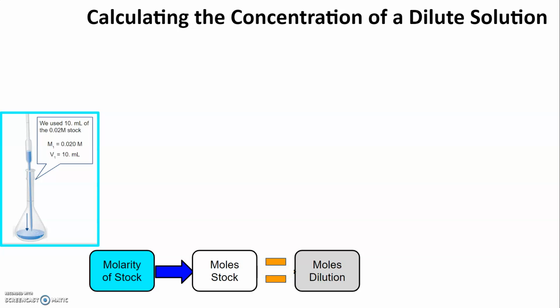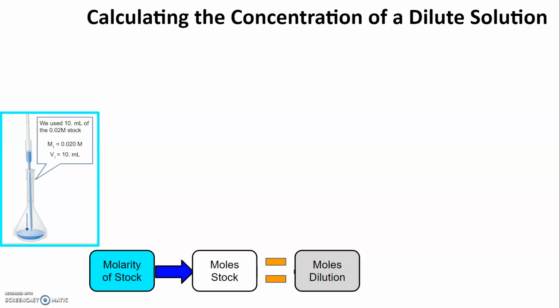Now, these two moles are equal. And the reason why they're equal is because of the number of molecules in your stock solution. Let's say you have a stock solution of sodium chloride, right? If you pipette out 10 milliliters of the stock solution, and in that 10 milliliters you have, let's say, 100 molecules, those 100 molecules are going to go into your dilute solution. And the only thing you're adding to the dilute solution to dilute it is water. You're not adding the molecules of your solute. So the molecules of the solute will be the same, so the moles of the solute will be the same.